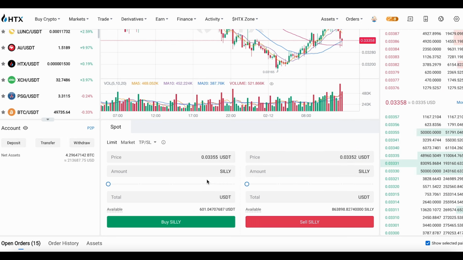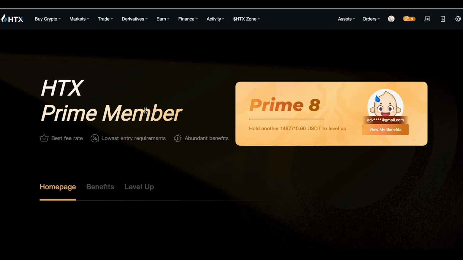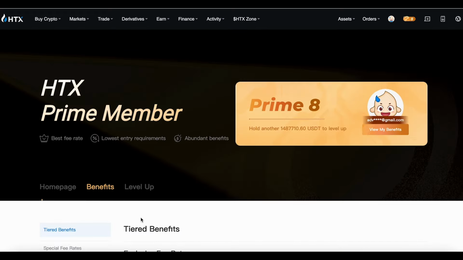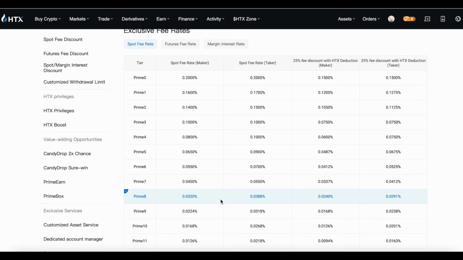Why do I put it on the taker? The taker pays less commission. I have level 8 here. Accordingly, on the spot, I'll just put it here. I have a commission. Look, there is a taker and maker. A maker is when you place an order. A taker is when you buy from the market. Considering the commission I have with this HT token, I pay 0.0240%.